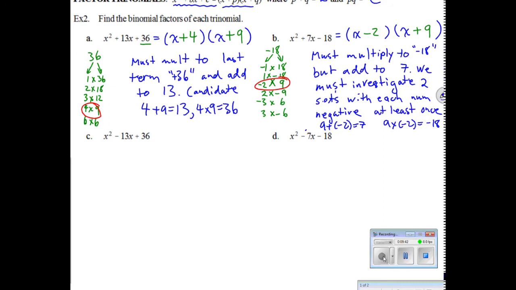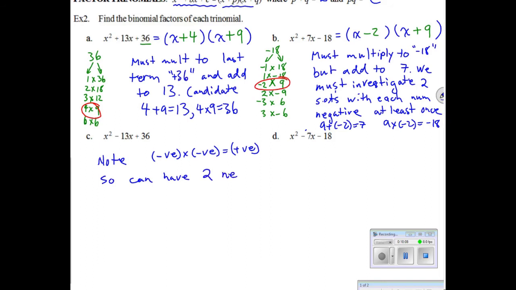So for x squared minus 13x plus 36, right? The negative number in the middle tells us that we have a negative and a negative, because if you look at 36, 36 is positive, right? So that means both numbers must be negative. So remember, if the middle number is negative and the last number is positive, then both of them must be negative, right? So we can have two negatives in this regard.